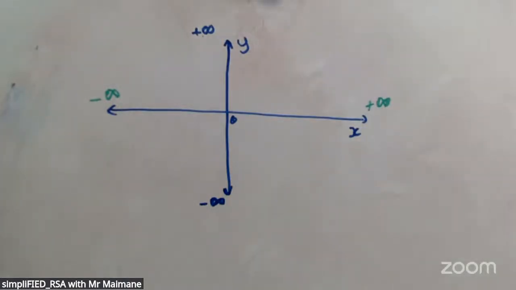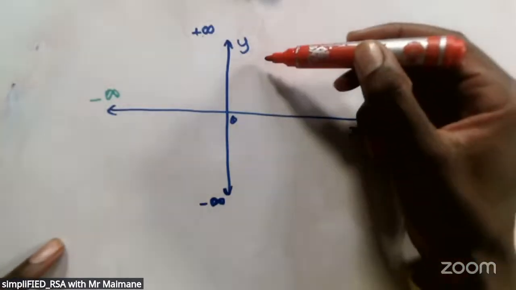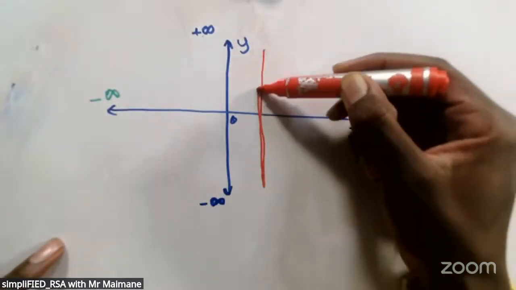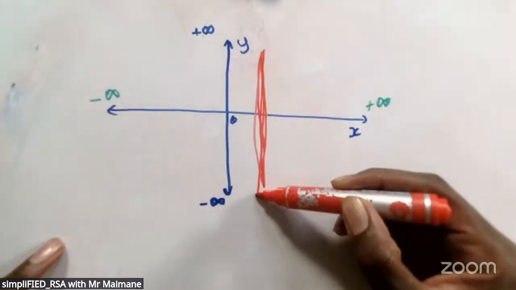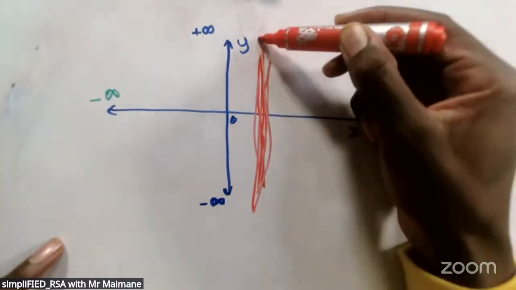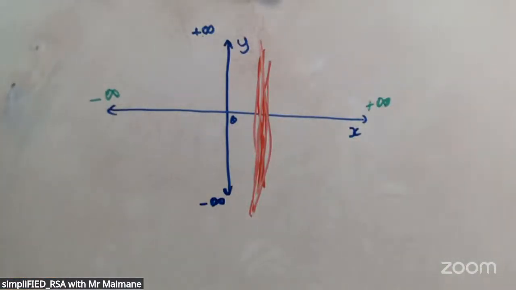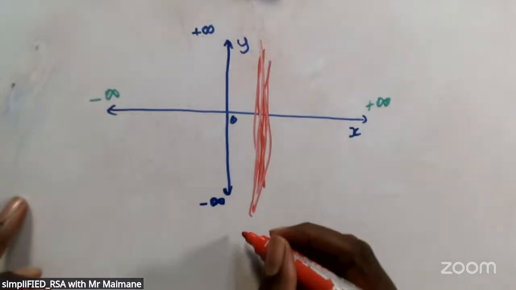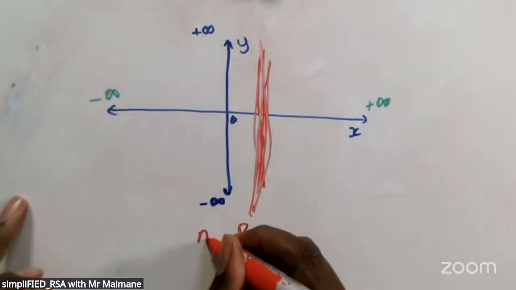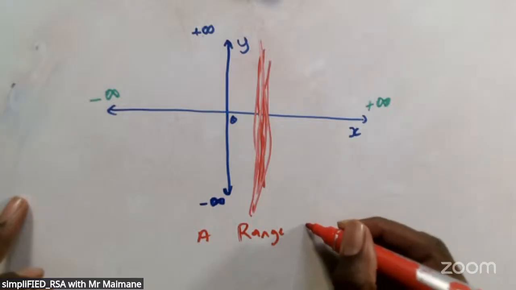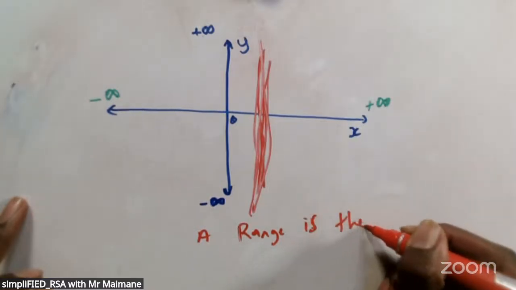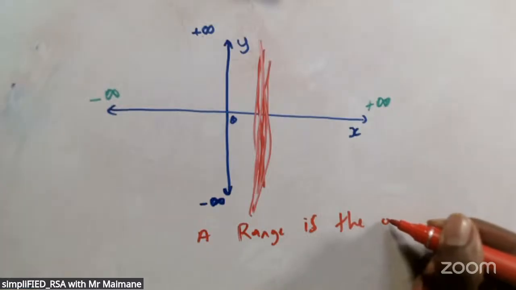So when we talk about the range, we are asking where does the graph of the function start along the y-axis and where does it end along the y-axis? The beginning and the end of your graph on the y-axis. I'm not formally defining a range, but I want you to look at it like that. Say to yourself, a range is the beginning.